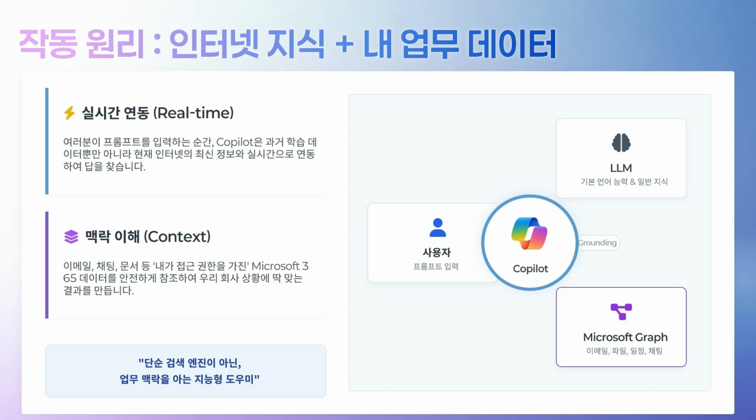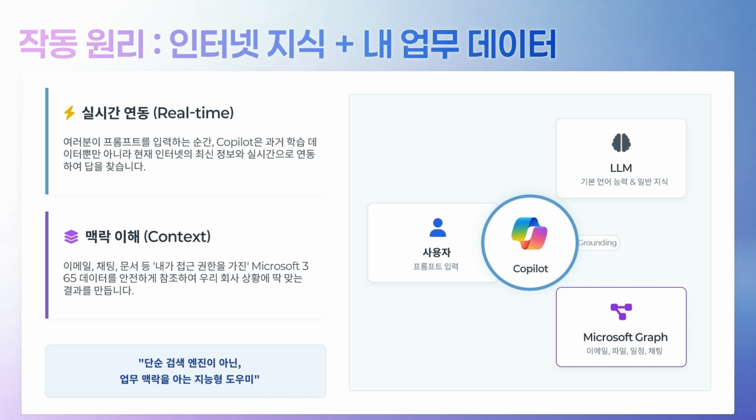So, how does Copilot specifically generate answers? The key is real-time integration and context. While a typical chatbot relies solely on data learned in the past, Microsoft 365 Copilot is different. The moment you enter a prompt, it references not only the latest real-time internet-based information, but also the contents of my work that you currently have access to.